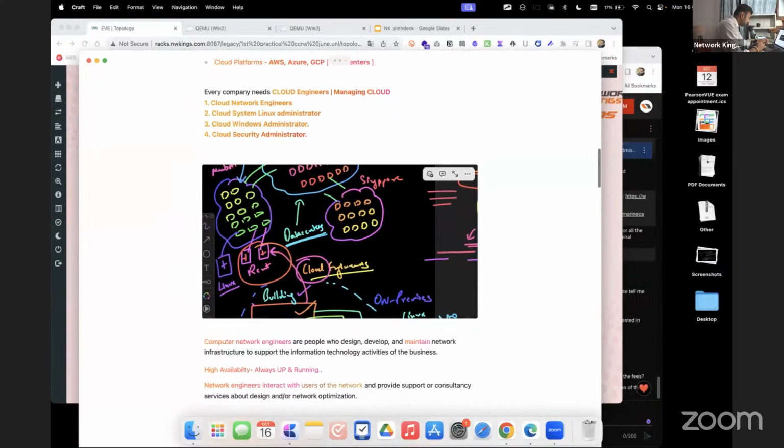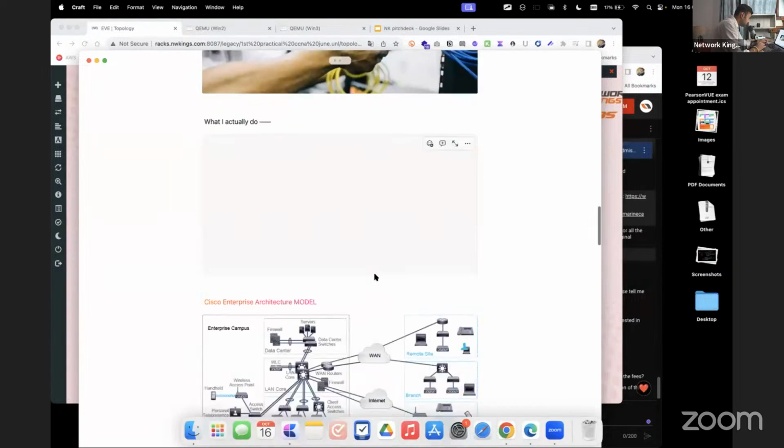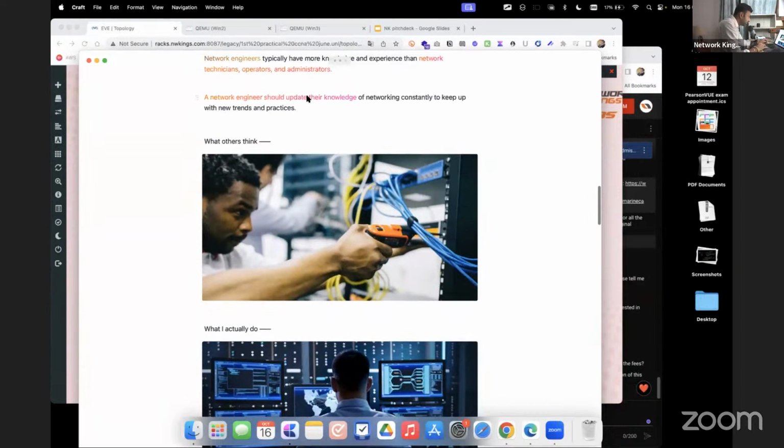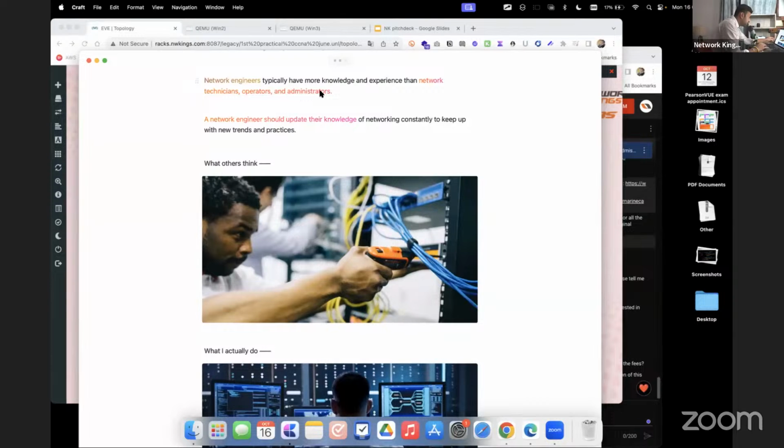So अभी क्या करते हैं? So first thing, what is network engineer? Network engineer का जो role होता है, what is the role of network engineer?